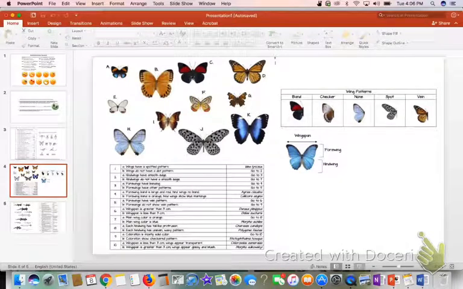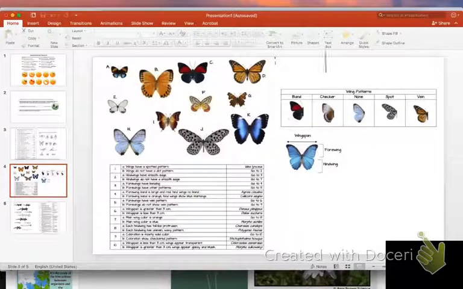So on the butterfly dichotomous key, there's a key over here on this side that gives us the different patterns that we might see on the wings of butterflies, so that you're able to identify them. Use that. Then don't forget to start always at number 1. And then I'd like for you to put the name of each butterfly underneath it. Put the name of it right underneath. Okay.